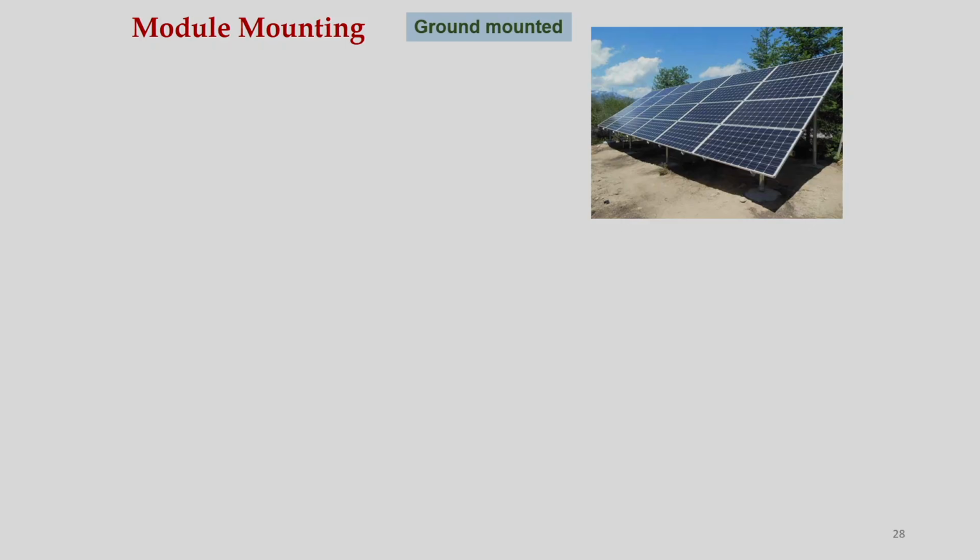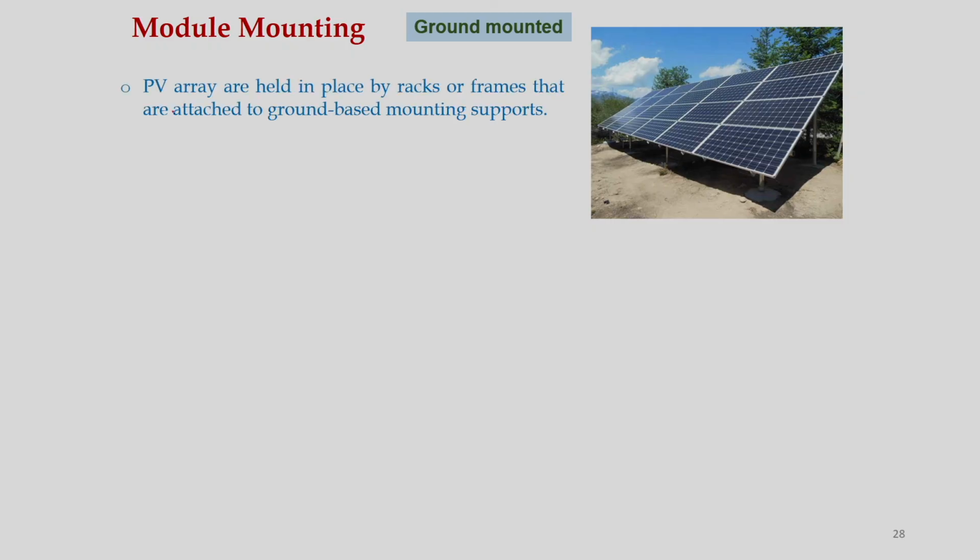So, for ground mounted system, as you can see, we need to have a strong structure, okay, to hold this entire PV panels and other components. Then how we can define it? This PV array is held in place by racks or frames that are attached to ground based mounting supports. Okay. So, again we have to do something here, civil work. Okay. So, cement and other things you need to apply, then we have to have a pole, then a strong foundation needs to be made. So, that involves a lot of cost.